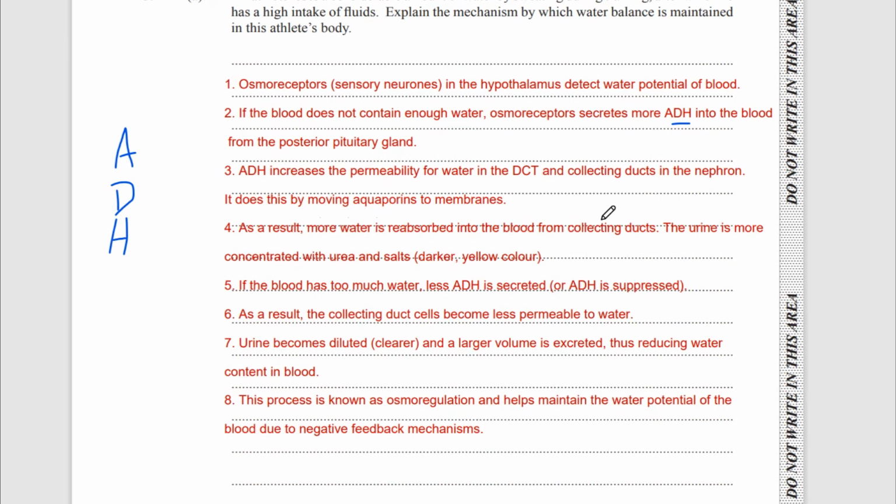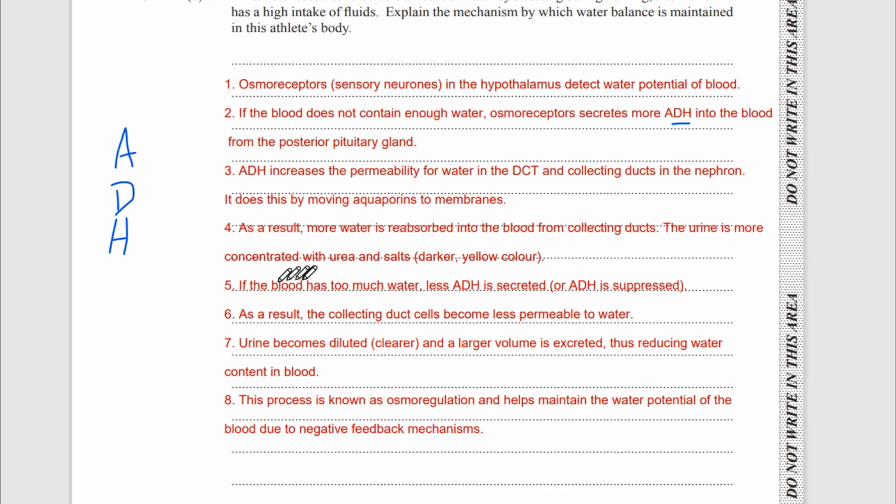So because there's more water in the blood, the urine would have a lower water potential. So the urine is more concentrated with urea and salts and becomes darker and a yellow color. Imagine that you didn't drink enough water for the day.